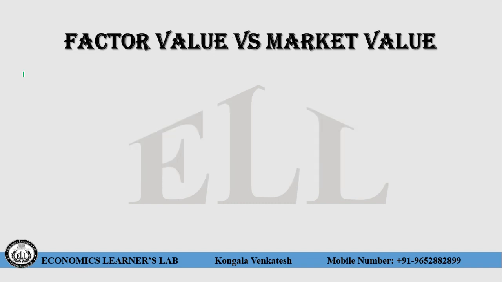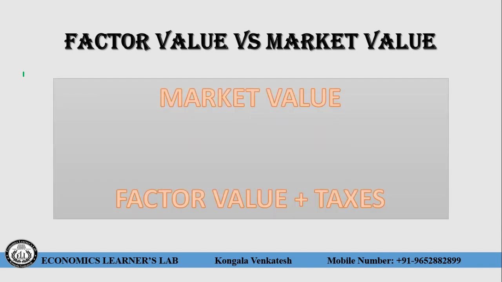The main difference between the factor value and market value is that market value includes taxes, but factor value is the actual value. So when you add taxes to the factor value, you will get the market value. When you remove taxes from the market value, you will get the factor value. Factor value excludes the taxes, market value includes the taxes.